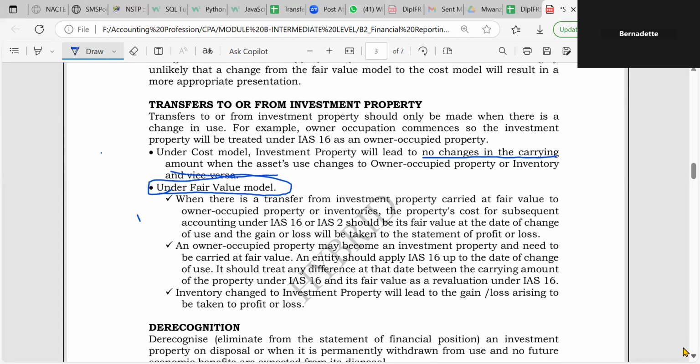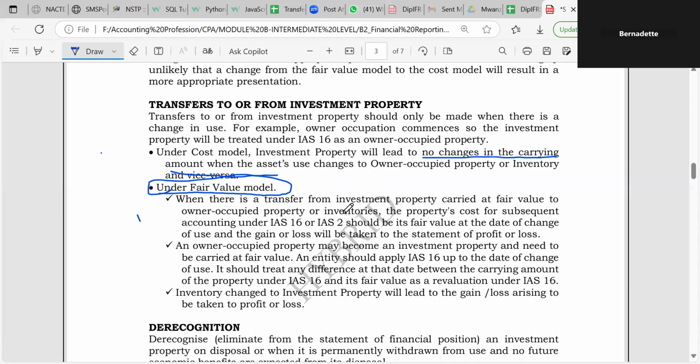We'll see everything that I told you: you deal with the previous application until that point, and then from then on you start applying the new standard. For example, when there is a transfer from investment property carried at fair value, of course we are on the fair value model, so it's always at fair value, to unoccupied property or inventory. When we are changing from investment property to unoccupied or inventory, it means I'll have to derecognize that carrying amount and recognize the new one.